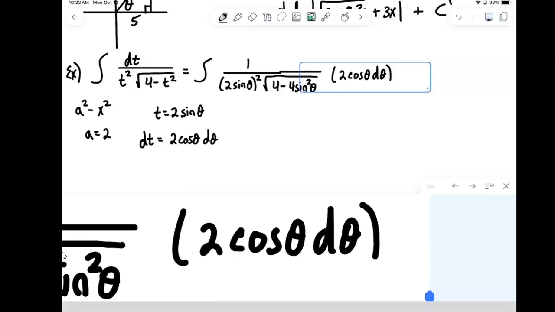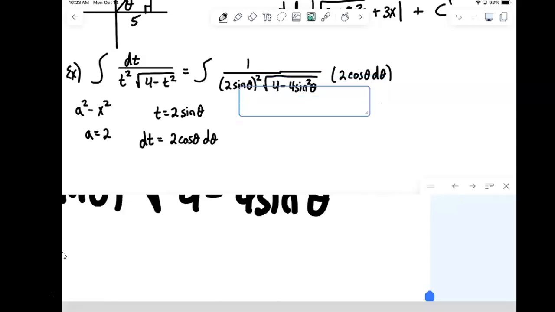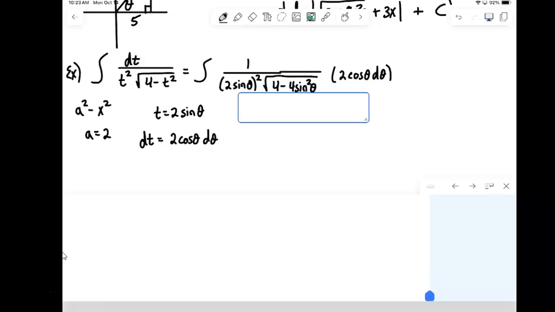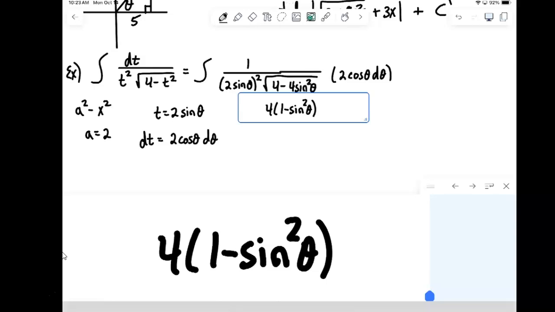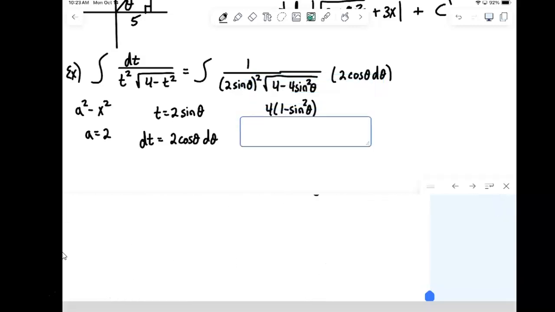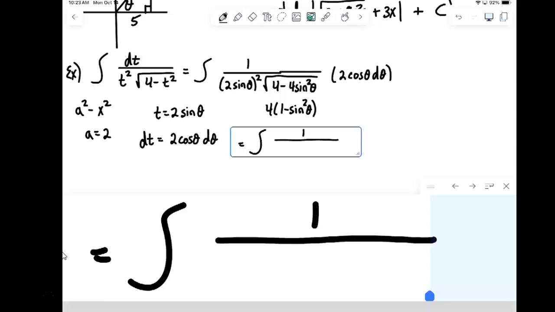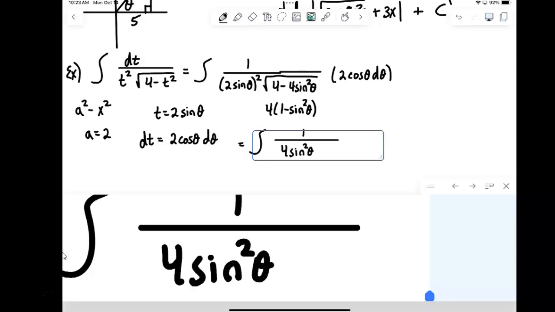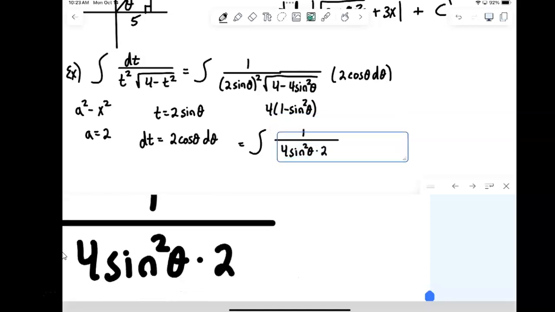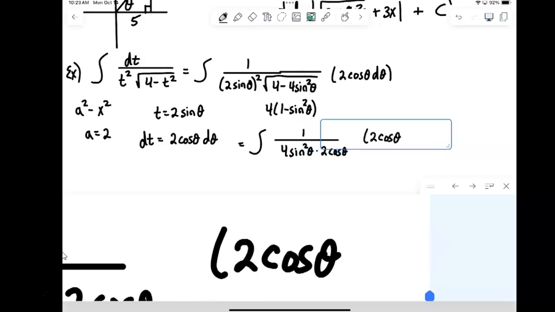Okay, so let's see what we're going to have here. So once again, we have a 4 minus 4 sine squared, which would eventually become 4 times 1 minus sine squared. But 1 minus sine squared will become cosine squared, and then we apply the square root. So what we're going to end up getting is this integral of 1 over. So this is going to be 4 sine squared of theta. And then this is all going to become just 2 cosine theta, which fortunately will cancel with the other 2 cosine theta.